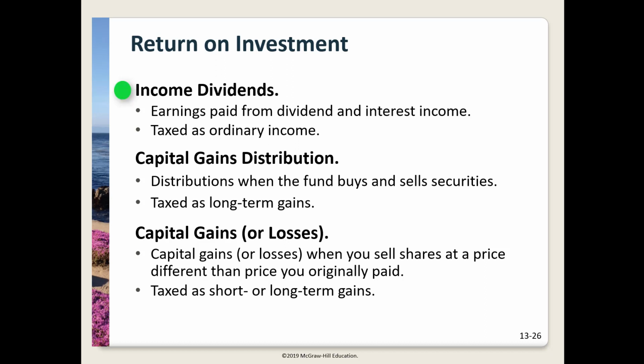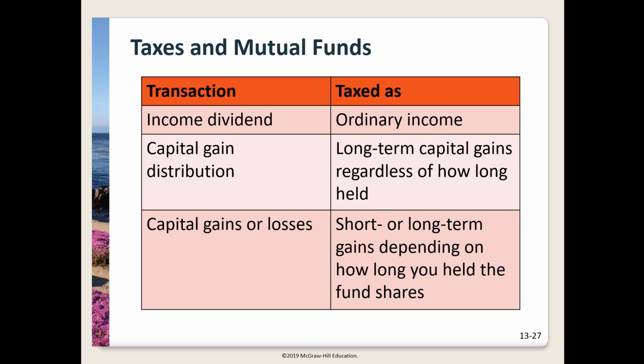Dividends on the stocks in the fund are taxed as ordinary income. Capital gains or losses occur when you sell your shares. These could be taxed as short-term or long-term gains depending on how long you've held your shares. Mutual funds also pay out capital gains distributions, which are your share of the gains or losses when the fund buys and sells shares. These are taxed to you as long-term gains. This table recaps the three sources of income we just discussed.